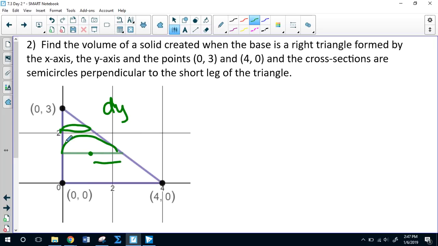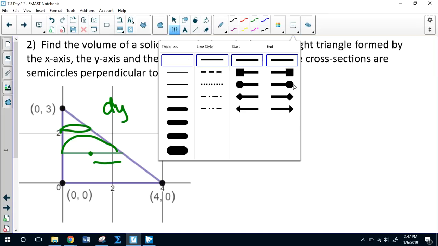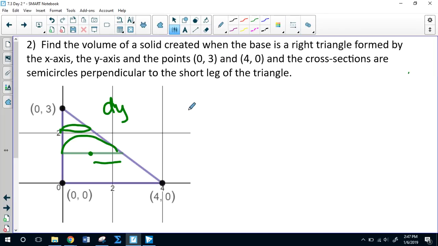Half of the distance between the y-axis and this line gives me my radius. So I need to first figure out the equation of this line, solve it for x in terms of y, take half of it, and then use that to find the area of the circle, semicircle. Okay, so now that I just confused you, let me go ahead and start.